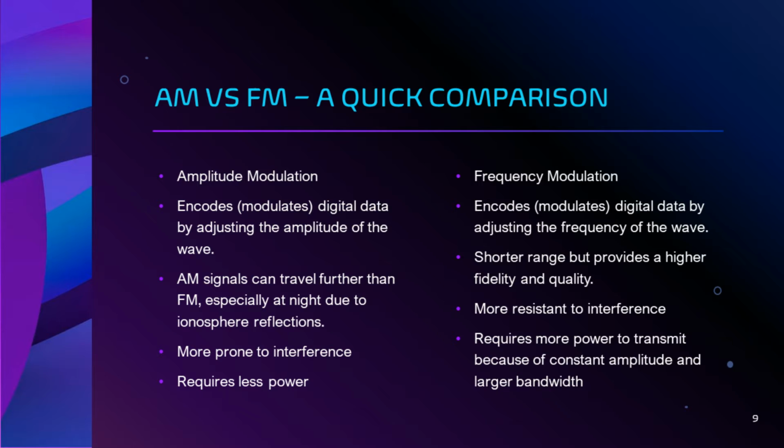Now, for frequency modulation, we are encoding the data by adjusting the frequency of the wave. So it has shorter range, but it does provide a higher fidelity and quality, and it's also more resistant to interference. So you're going to want FM on stuff that requires high quality, like audio and video.